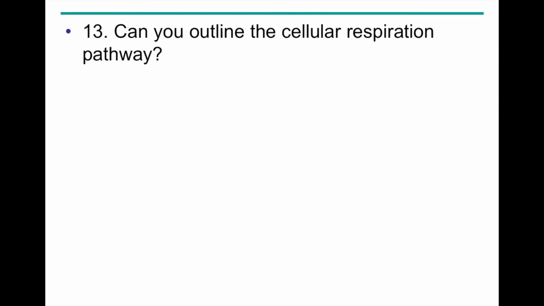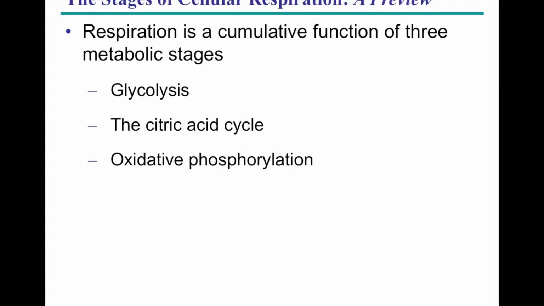I'm going to go ahead and skip this one. So here's question 13. Can you outline the cellular respiration pathway? All right. Cellular respiration happens in three main stages. The first stage is glycolysis. Second one is citric acid cycle. And then finally, oxidative phosphorylation. So we're going to look at each of these three steps and see what happens in all of them.